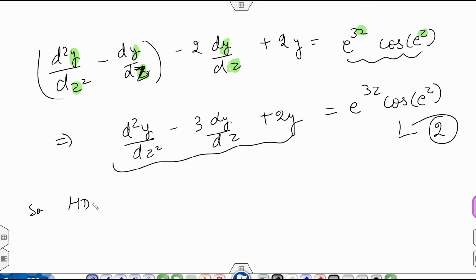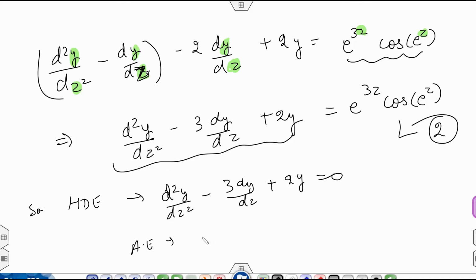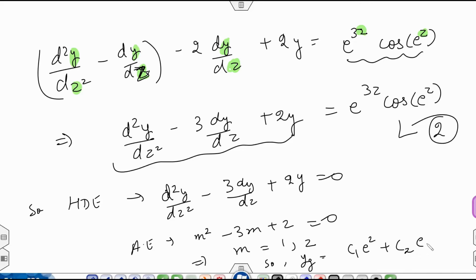So here the homogeneous differential equation is d square y by dz square minus 3 dy by dz plus 2y equal to 0, and the auxiliary equation will be m square minus 3m plus 2 equal to 0. This implies m is equal to 1, 2, and so my yg is c1 e to the power z plus c2 e to the power 2z.